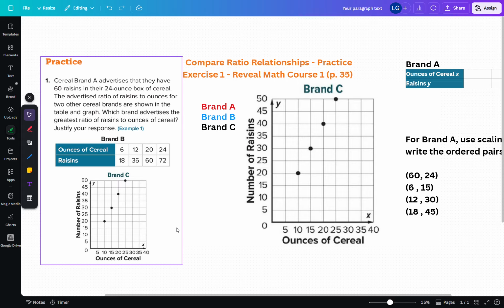In today's video, I'm going to explain how to solve exercise 1 in your Reveal Math Course 1 book. This exercise is on page 35 in the practice section for the lesson Compare Ratio Relationships.